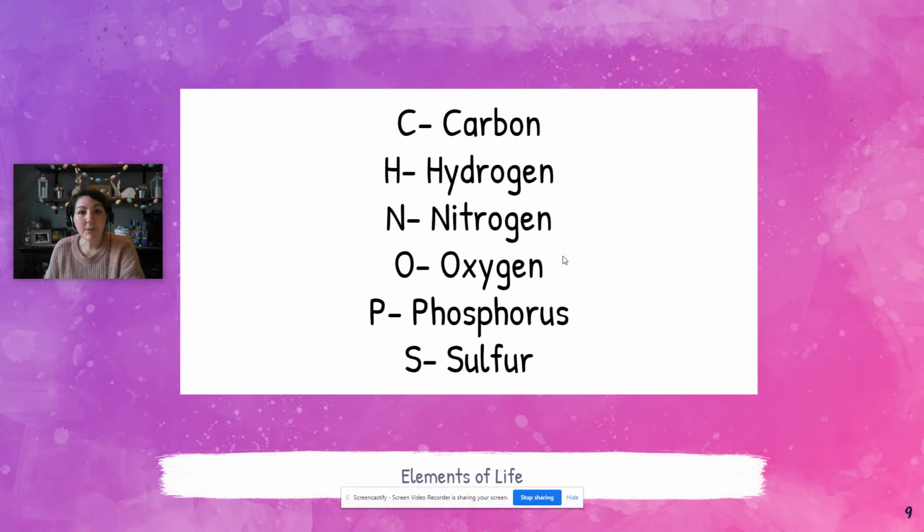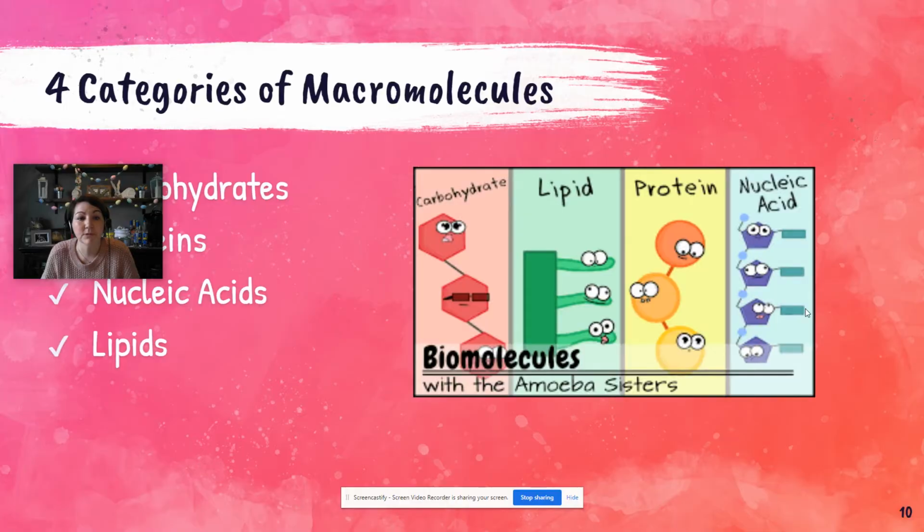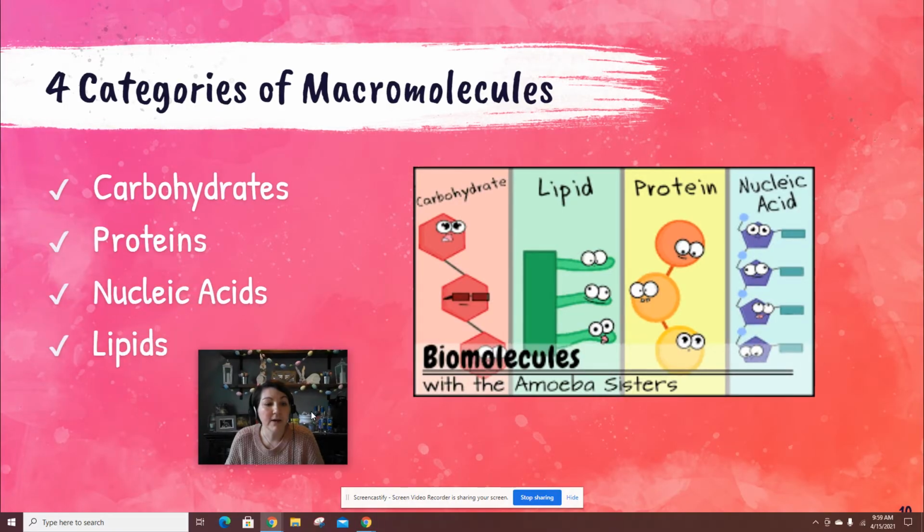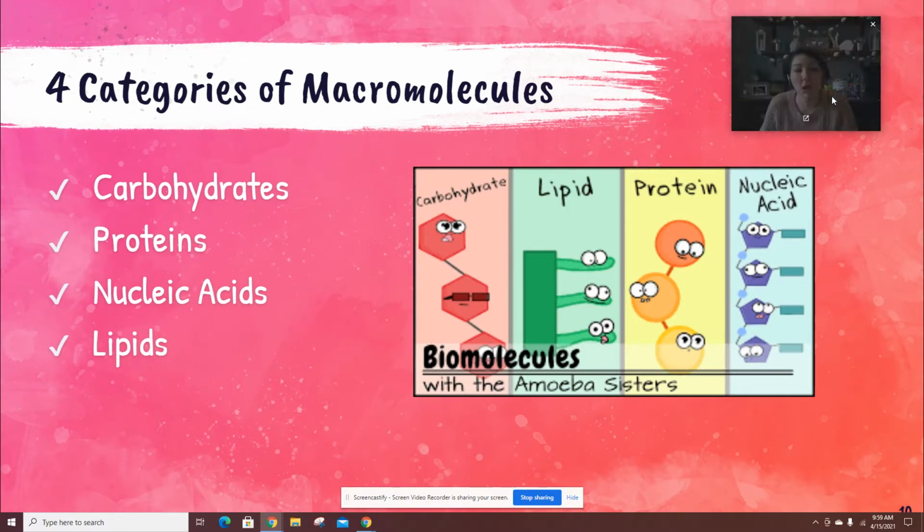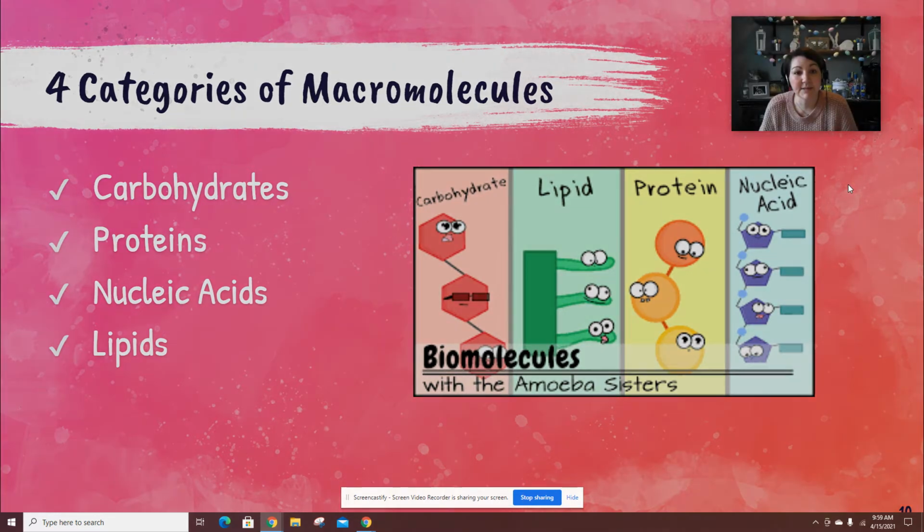All right, the next topic we're going to look at are the macromolecules. And just a reminder that most of life is made out of just a few elements: carbon, hydrogen, nitrogen, oxygen, phosphorus, and sulfur. And these elements are going to make up the four main molecules that make up cells and make up life, which are the macromolecules. So the macromolecules that we'll need to know are carbohydrates, proteins, nucleic acids, and lipids.